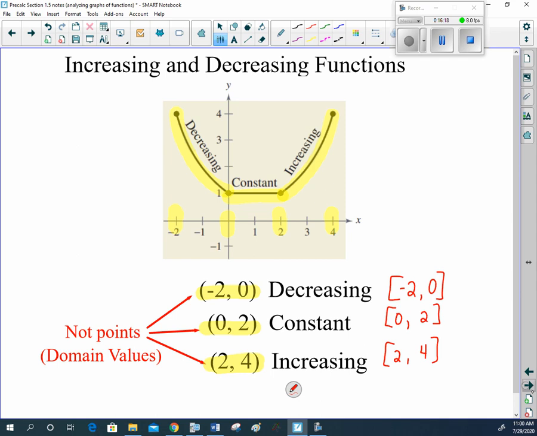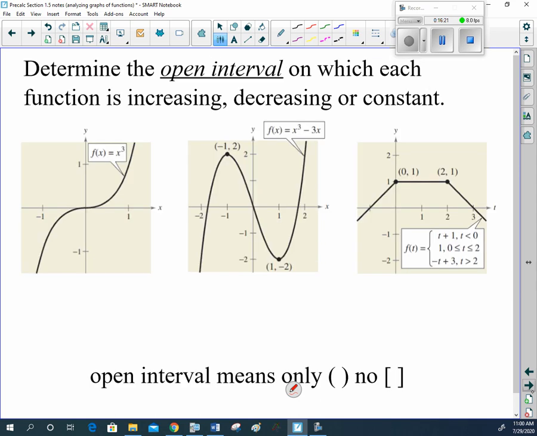So I'm not going to be super picky on that. If you're wondering, is it supposed to be parenthesis or bracket? This book uses the word open interval, and I feel like that wording takes away the discrepancy. Since they're using the word open interval, they want you to use only the open symbol in interval notation. They want you to use parentheses, not brackets. But like I said, I'm not going to mark it wrong if you do both.